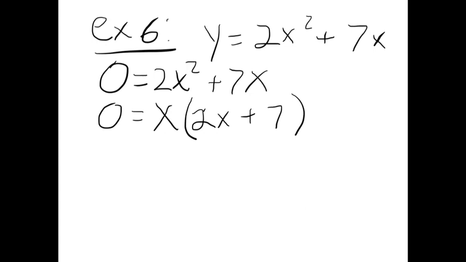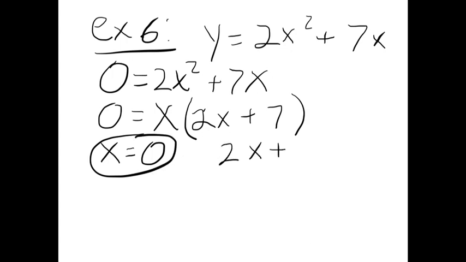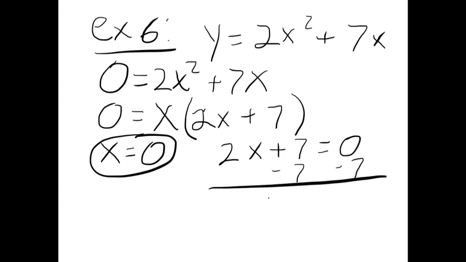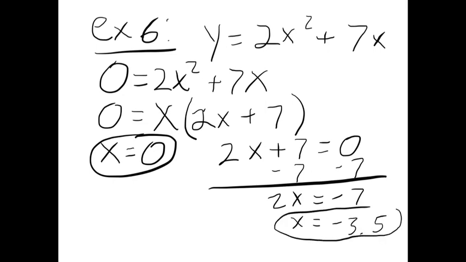So I need to find these two numbers. One of them is going to be x equals 0. The other will be 2x plus 7 equals 0. Subtract 7 from both sides, leaving us with 2x equals negative 7. Divide both sides by 2, and you've got x equals negative 3.5. A decimal answer. But that's okay. It happens all the time.